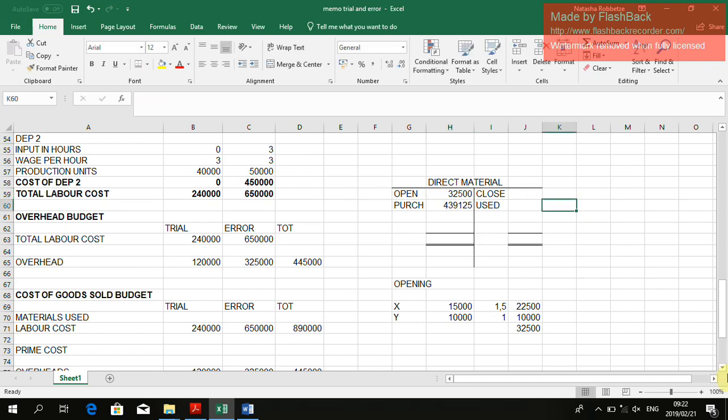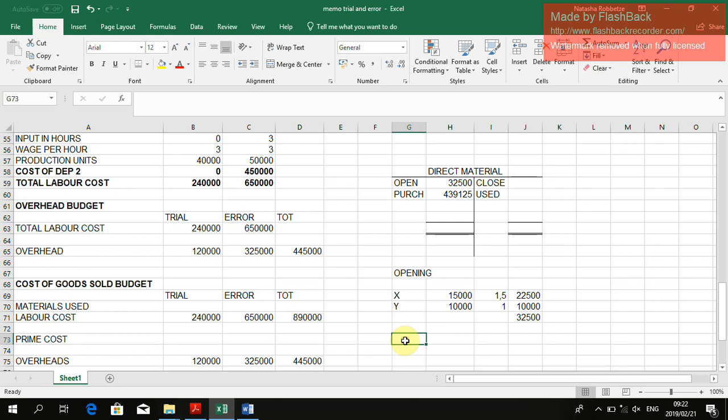Then we need to calculate the closing balance, and now we need to remember that there was a slight price change with material Y. So for material X in the closing, there were 20,000 kilograms, and for material Y, there was 7,000 kilograms. The price was R1.50 still for material X, but material Y increased to R1.50 as well. So I need to times these two to get to the value.